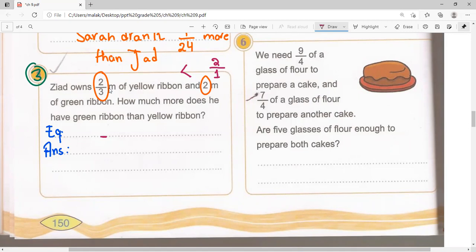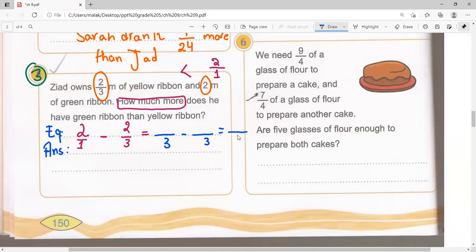If we are comparing, one is more than the second, and they ask us by how much more, what shall I do in order to know how much more? Minus. We have to subtract. When we see the words how much more, we have to subtract both. 2/1 minus 2/3. How do we subtract, Mustafa? What shall I do? First, we must make the denominators equal. We must find the common multiple, because both have different denominators. What is the common multiple between 1 and 3? It's 3.